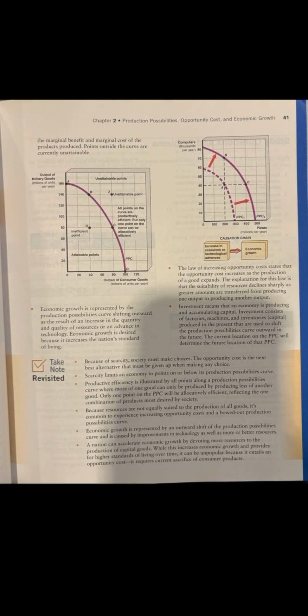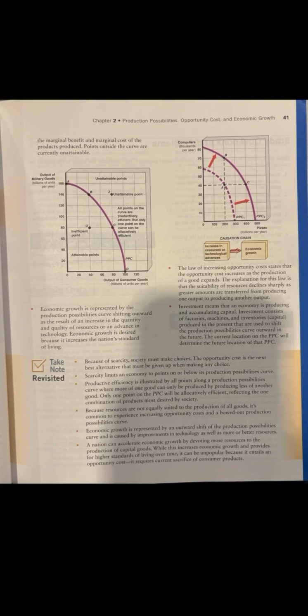Productive efficiency is illustrated by all points along the production possibilities curve, where more of one good can be produced only by producing less of another good. Only one point on the PPC will be allocatively efficient, reflecting the combination of products most desired by society. Because resources are not equally suited to the production of all goods, it's common to experience increasing opportunity costs and bowed-out production possibility curves.